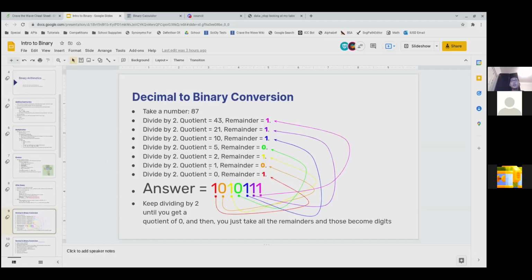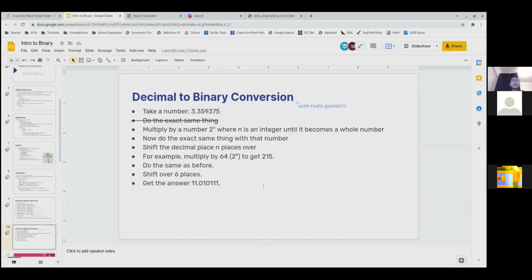And then if there's a fraction or not a whole number, then you have to keep going forever unless it's a terminating decimal. But yeah. So when there's a decimal point, you just do the same thing, and then you multiply.